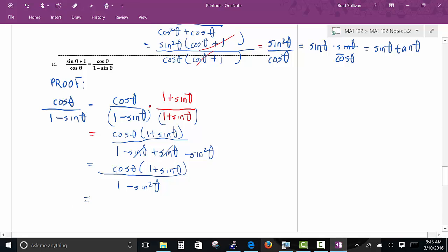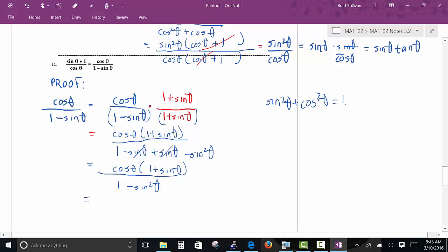Now, this is a good point to look at what you're trying to prove. Okay? It looks like what you're trying to prove is that this is going to be sine theta plus 1 over cosine. Now notice, I have a sine theta plus 1 there, don't I? Somehow I got to work with this cosine here. Well, what identity do you think is going to be helpful? This one.